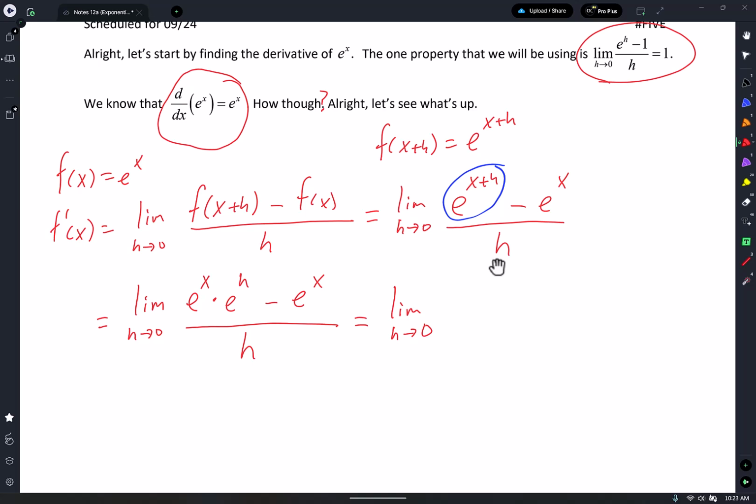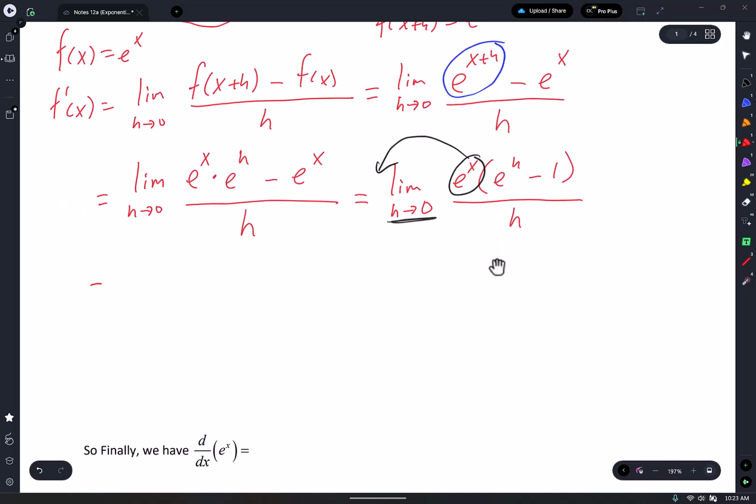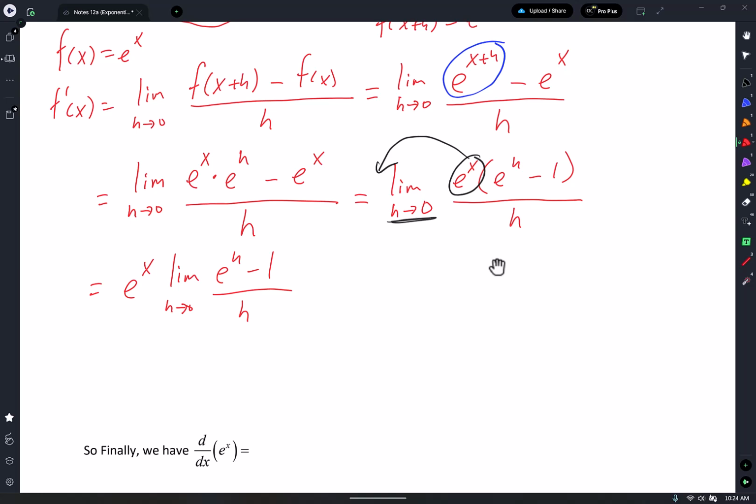Here we go. I'm going to factor out an e to the x. So there's my e to the x factored out, times e to the h minus 1, all over h. Are we still okay? Yes. This e to the x is not being affected because h approaches 0, so I can use my limit properties and put that in the front. I'm going to rewrite this as e to the x times the limit as h approaches 0 of e to the h minus 1 over h.